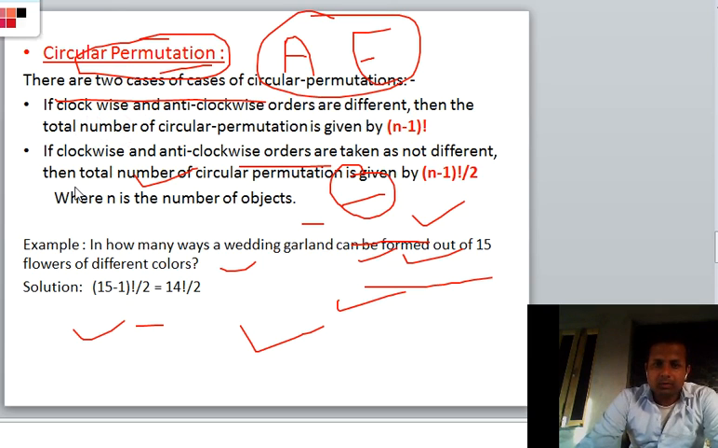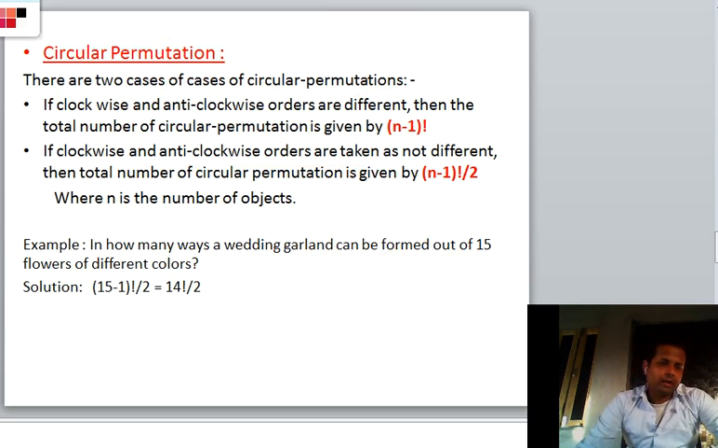Now case number 2: if clockwise and anti-clockwise order are not different, then the circular permutation is given by factorial n minus 1 by 2. Again, let's take an example. The number of arrangements of n beads to form a necklace or circular wire will be factorial n minus 1 by 2.